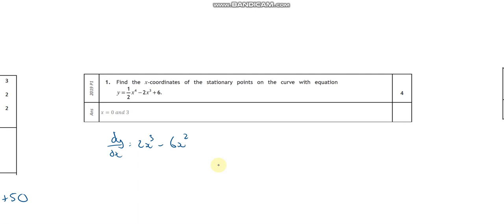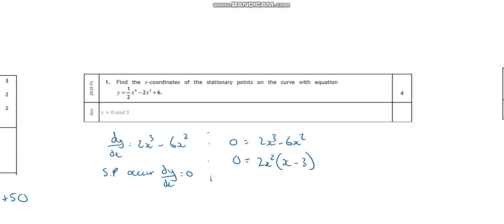The stationary points occur when the gradient is equal to 0. And actually, I think we should probably write that. We should say stationary points or turning points occur when dy by dx is equal to 0. And we talked about that at the beginning of the video, didn't we? So the differential is 0, and that's equal to 2x cubed, take away 6x squared. So now we have to factorize. 0 is equal to 2x squared times (x take away 3). So I know the x coordinates are going to be 0 and 3.